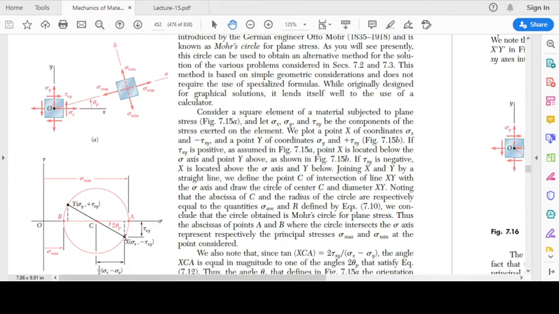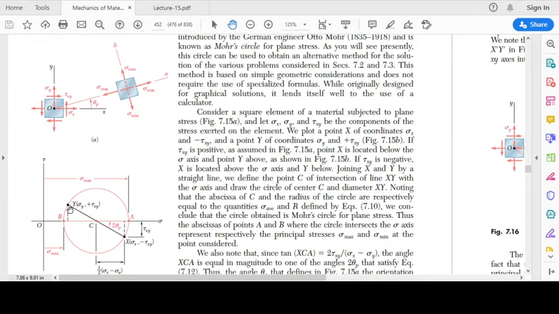The horizontal coordinate of this point x is sigma x, so this total distance from O to point x is sigma x. And between points O and y, the origin and y, the horizontal distance is sigma y. So the total distance between the two dotted lines that we are seeing in this figure is equal to sigma x minus sigma y.